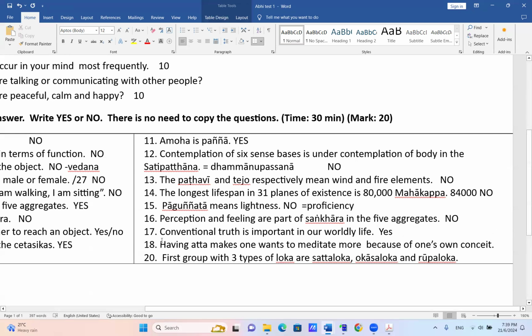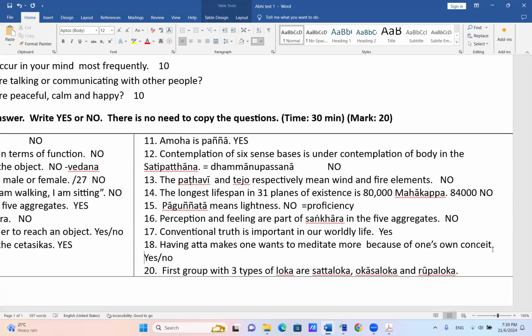Now, 18 is actually quite subjective. To me, the answer is yes. Having atta means you want to meditate because of conceit, yes, because we believe we are good in meditation. So that's why we want to meditate more. So the answer can be yes or no. Quite subjective, depends on the topic. So if you put yes or no, I will not deduct marks. It's either yes or no, you can take it.